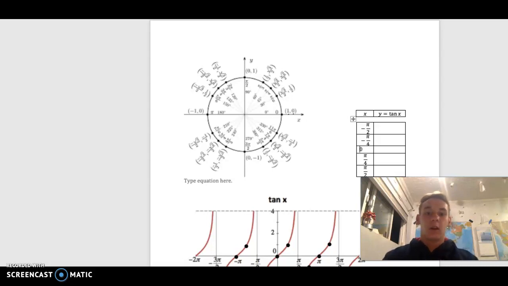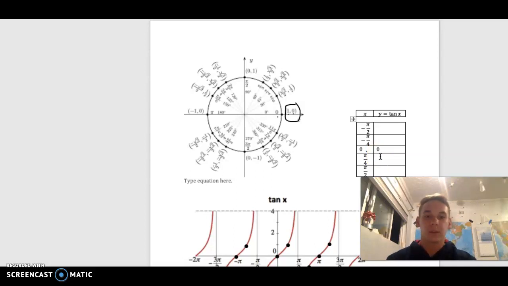Now, for the first number for any graph, I like to do 0 because it's the easiest number to work with. Let me choose 0, and then the corresponding pair to that is 1, 0. Now, finding the y of the graph tan x is just y over x. So that would be 0 divided by 1, which in all cases equals 0.